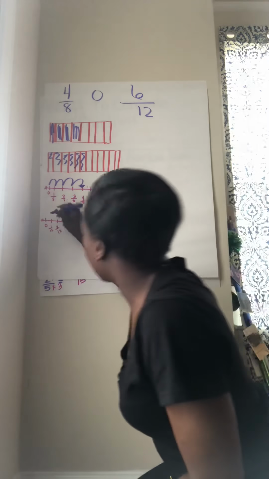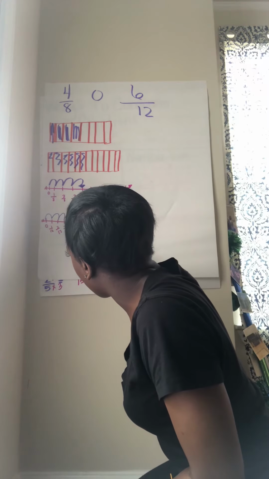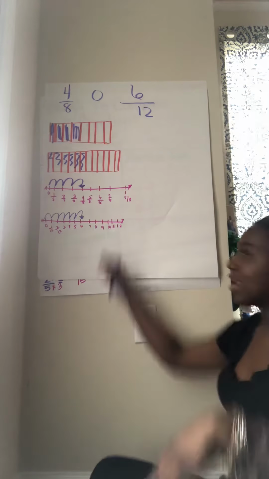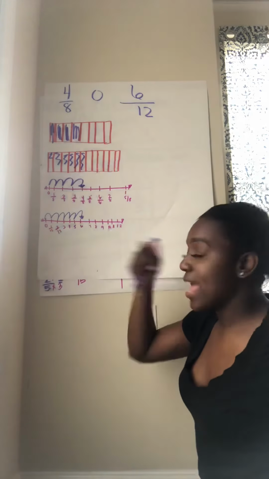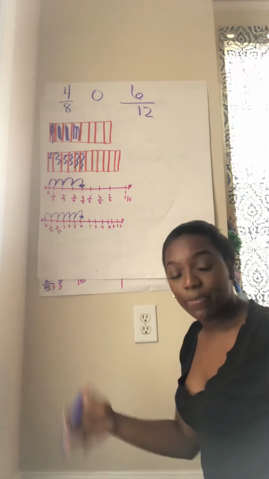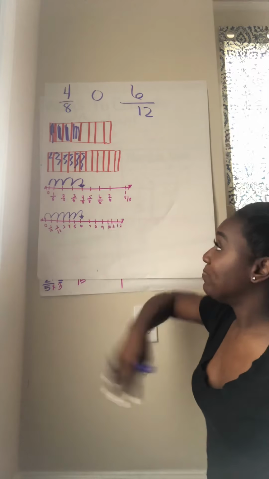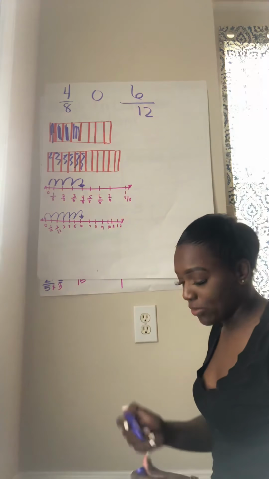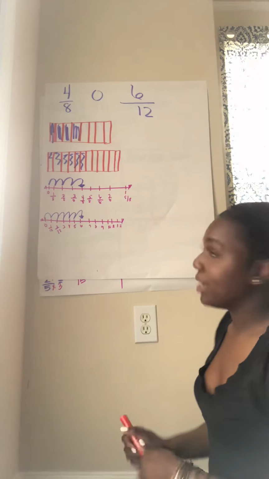And I'm going to do the same thing. So 1, 2, 3, 4, 5, 6. Bam. As you can see, they line up. They stop exactly at the same point. So again, I'm saying, okay, now I feel a little bit more confident in knowing that 4/8 is equal to 6/12.